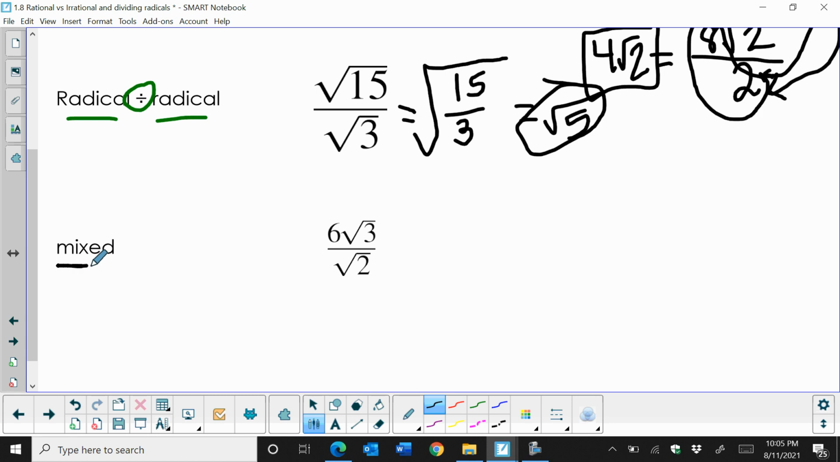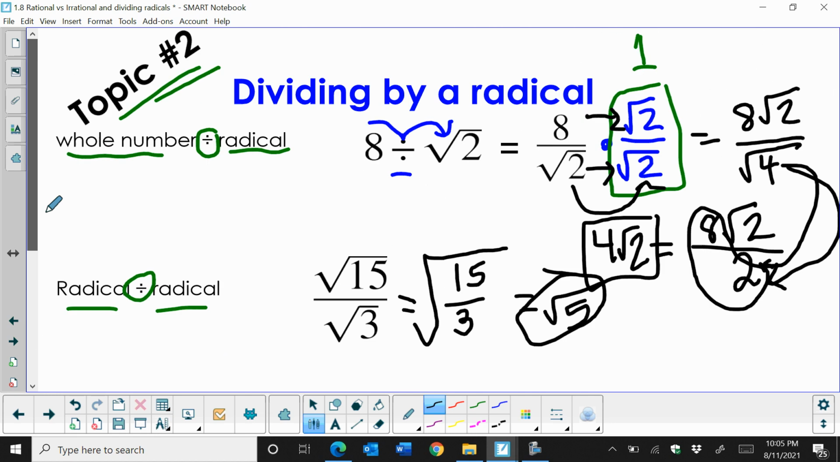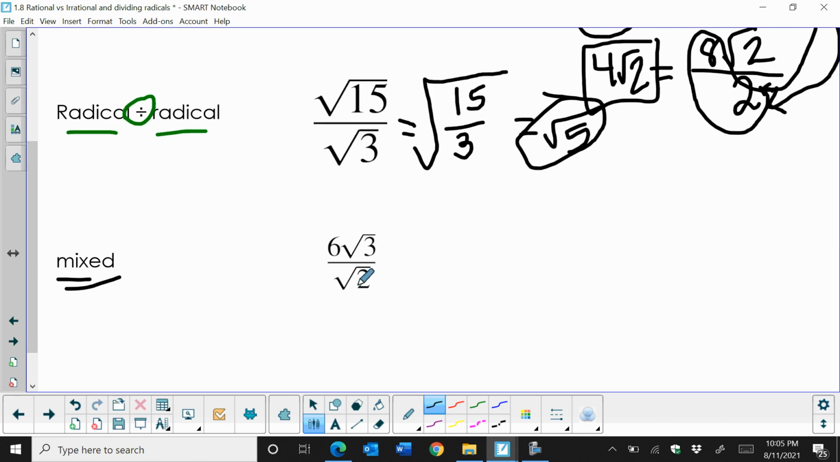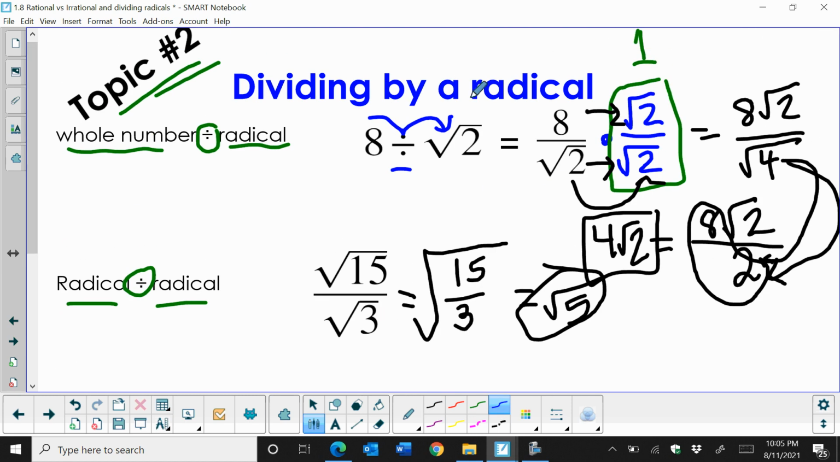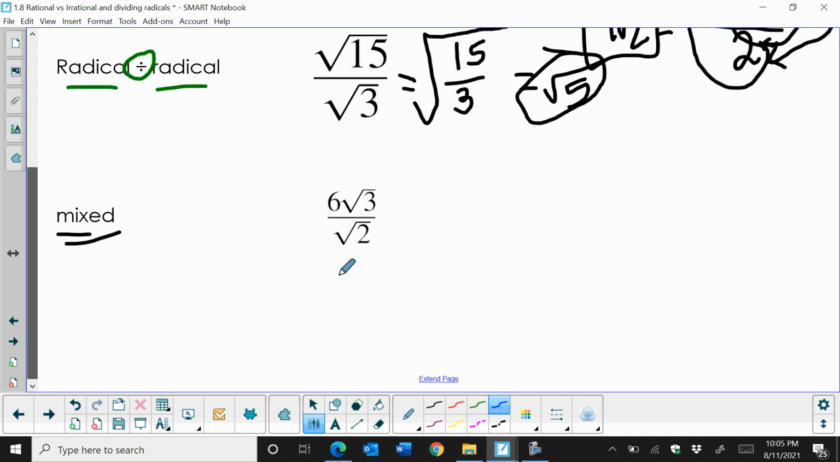The last kind is the kind that I call mixed, where we have whole numbers on the outside, coefficients, and radicals divided by a radical. So this one we're going to handle similarly to the first one. Because we can't divide 2 into 3, you always want to check and see, can I divide my radicals? This one I can't. So I'm going to have to multiply by the radical over itself. I have a radical of root 2, so I'm going to multiply the bottom and the top by the denominator. Whatever you have in the denominator, you want to multiply. Oops, that should be square root of 2.